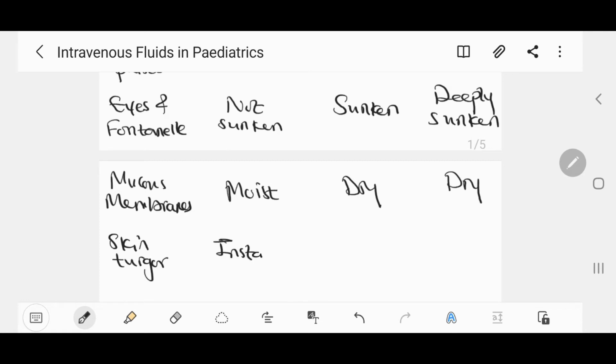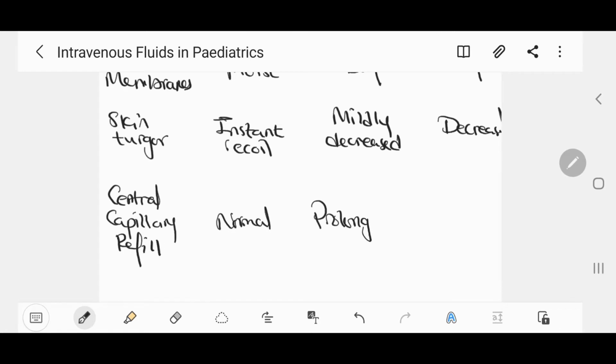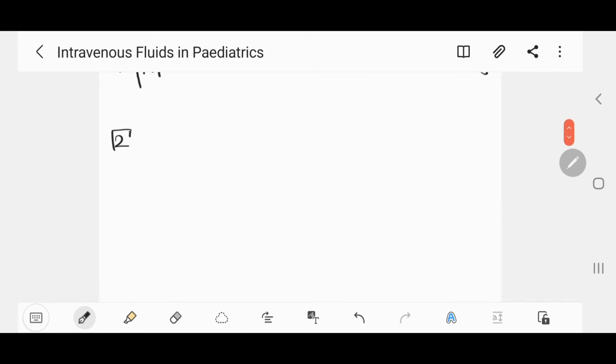As for skin turgor, there'll be instant recoil in mild, and in moderate, it'll be mildly decreased and decreased in severe dehydration. As for central capillary refill, it'll be normal in mild, prolonged in moderate, and markedly prolonged in severe. Okay, so the second thing we do is we measure weight at least once daily. So we said about the dehydration and the weight.